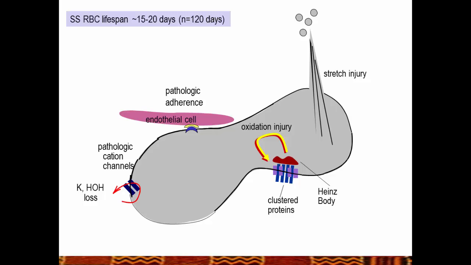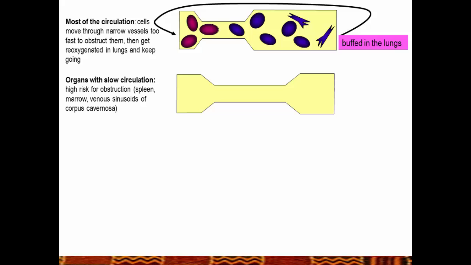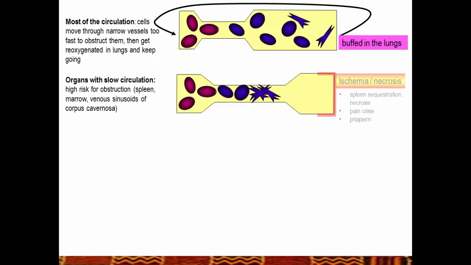Vasoocclusion and organ damage from sickling is most likely in certain unfavorable scenarios. In organs with inherently slow, boggy circulations like the spleen, marrow, and venous sinusoids of the corpus cavernosa, cells come in fully oxygenated but hang around deoxygenated for long enough to lose their flexibility, deform, and cause distal ischemia or necrosis, splenic sequestration, painful bone crises, or priapism.